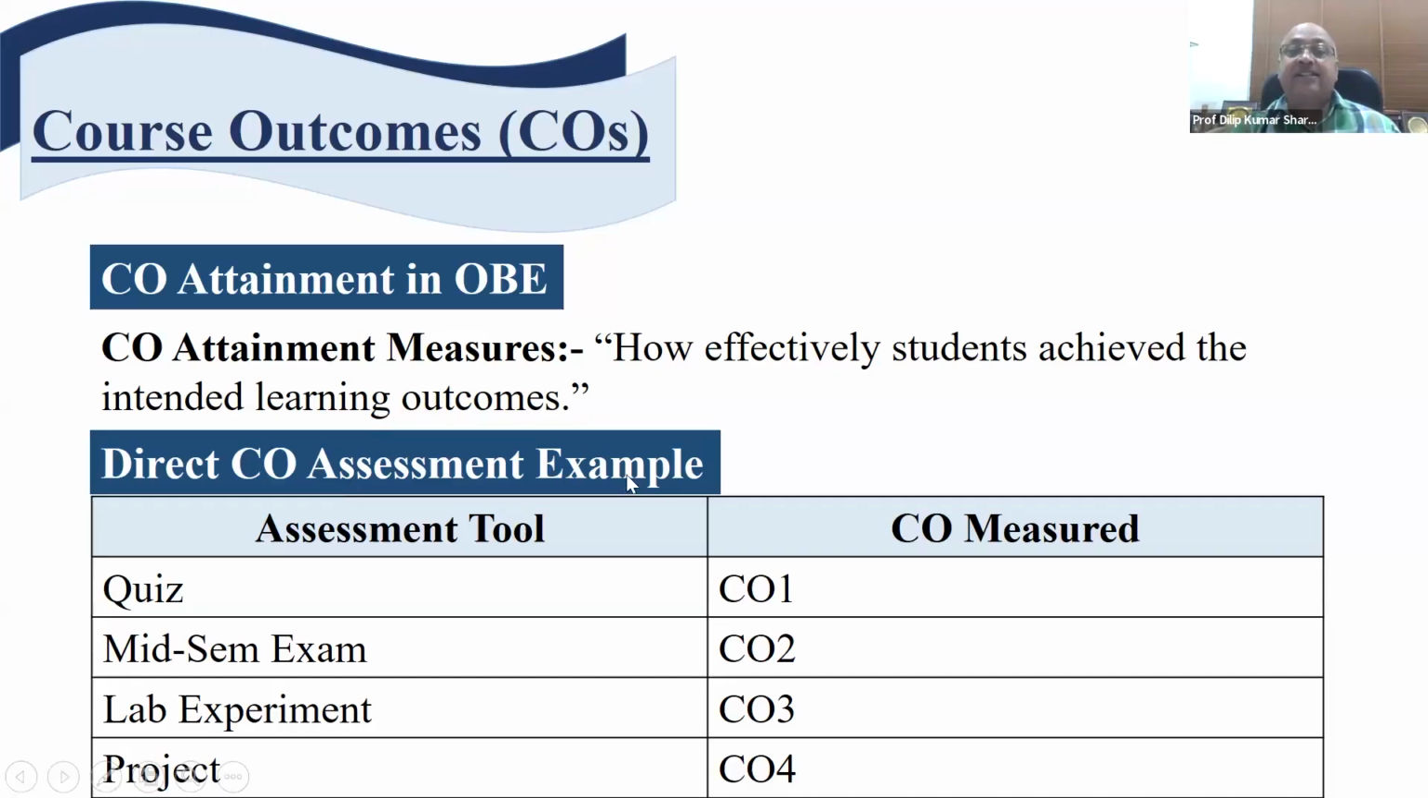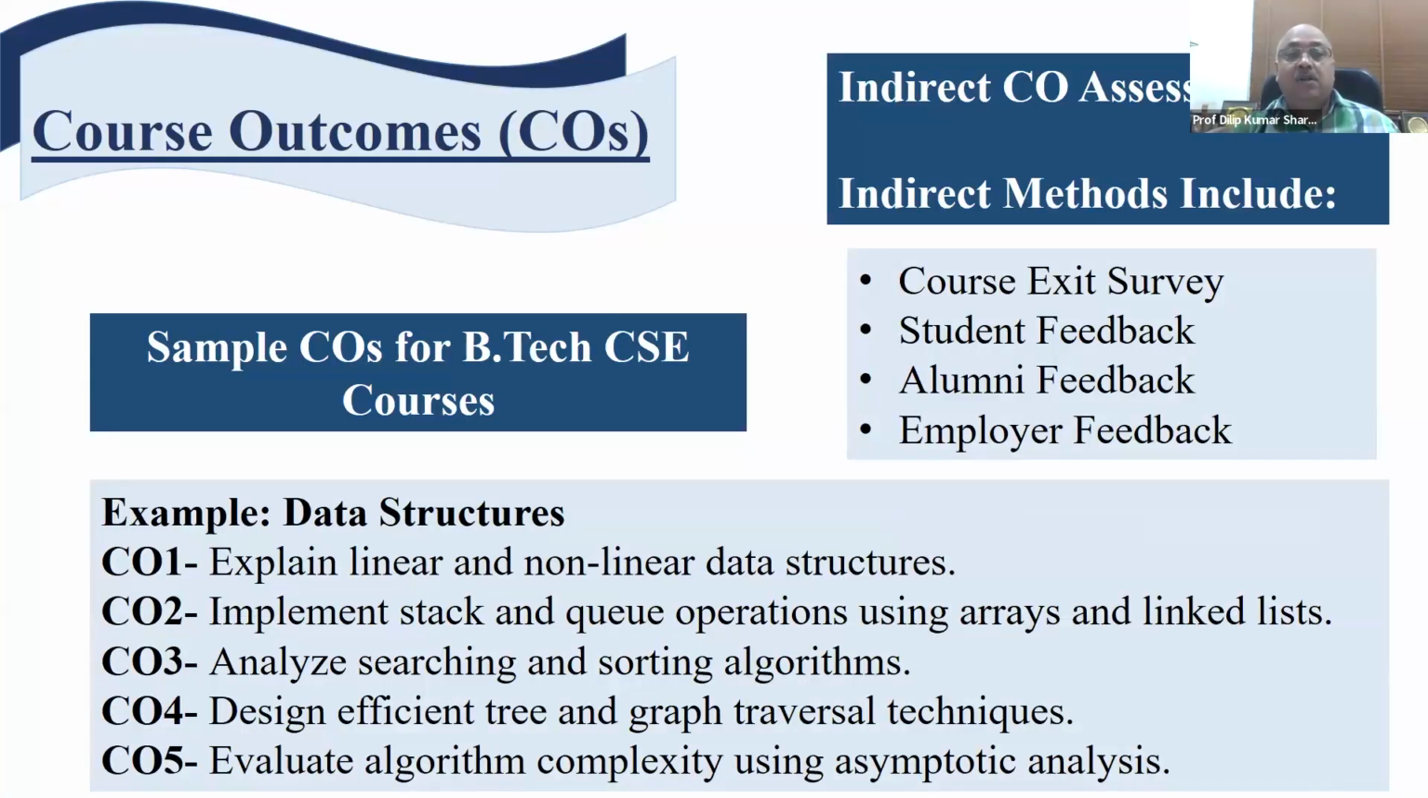So, a direct CO assessment example: say a quiz can have CO1. Now you see, the assessment tool is also mapped with the course outcome. Mid-semester examination may be CO2, lab experiment may be CO3, project can be CO4, like that. This is not the standard. I took just an example for you.